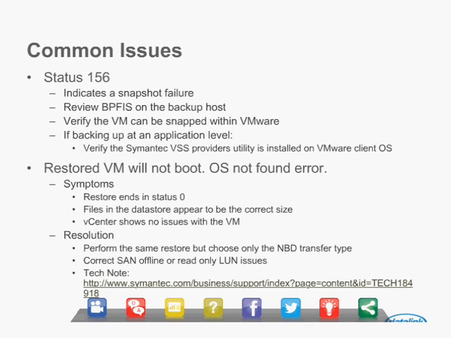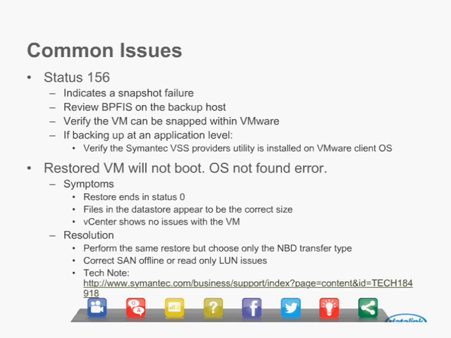More common issues, the status code 156. This indicates a snapshot failure. So you'll want to review your BPFIS log on the backup host to determine what the error was, and this is also showing up in your job details. Verify the VM can be snapped within VMware, right-clicking on it and taking a snapshot. If backing up at an application level, verify that the Symantec VSS provider utility is installed on the VMware client OS, and again, that is also requiring the agent portion.